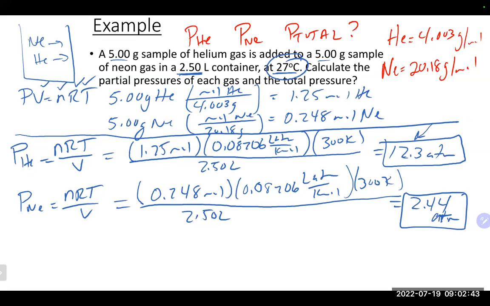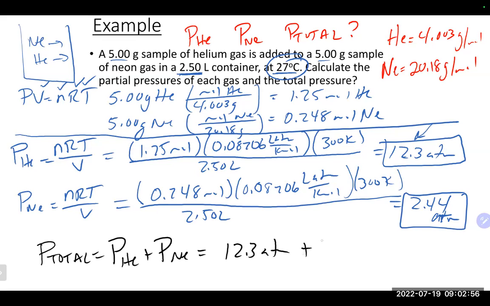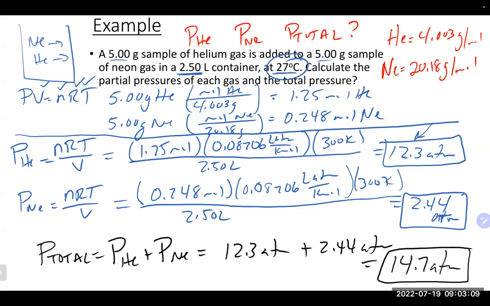At this point, to get to the total pressure, we're going to basically just add them together. So the total pressure is the partial pressure of helium plus the partial pressure of neon, which gives us 12.3 atmospheres plus 2.44 atmospheres. That's going to give us something like 14.7 atmospheres being our total pressure in this case. Any questions on any of those steps?